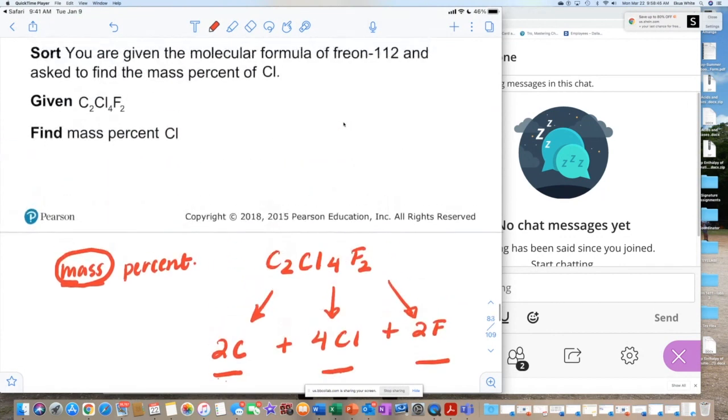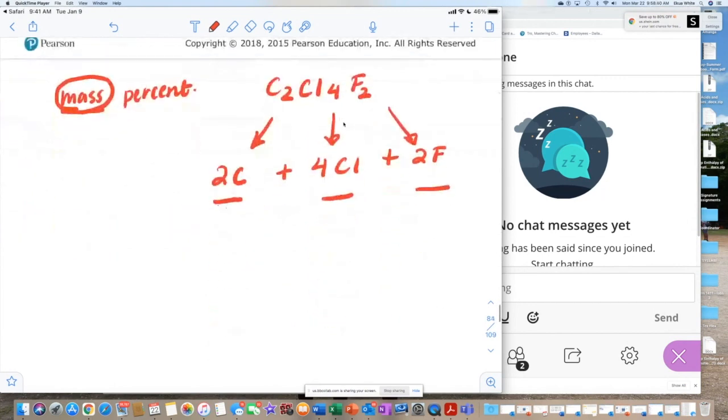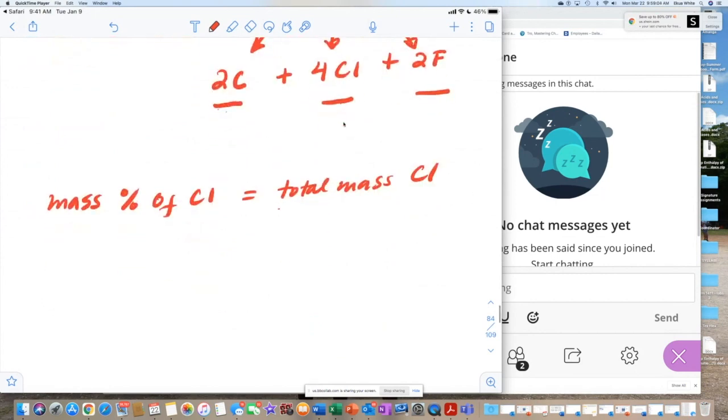So what we're going to be doing here, they're telling you to find the mass percent. The mass percent of chlorine, since they said of chlorine, will be the total mass of chlorine in the compound over the mass of the compound.